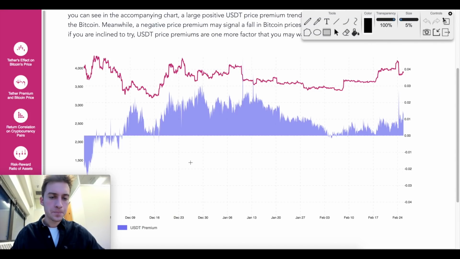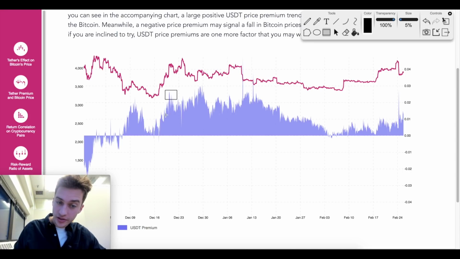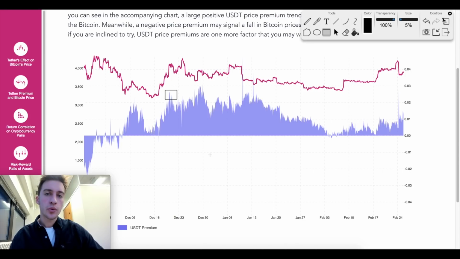Yeah, here. Whenever I saw that Tether had a very large premium, so when Tether was very overpriced against the dollar, a much higher price than the dollar, like something like this, this is what typically led to a reversal. Now you may say, well, how do you know when it's overpriced? Is this overpriced? Is this overpriced? Well, this is where the concept of significant highs and significant lows comes in.